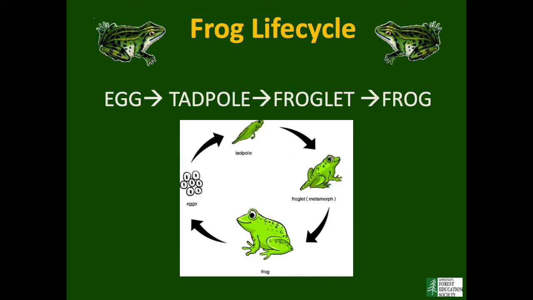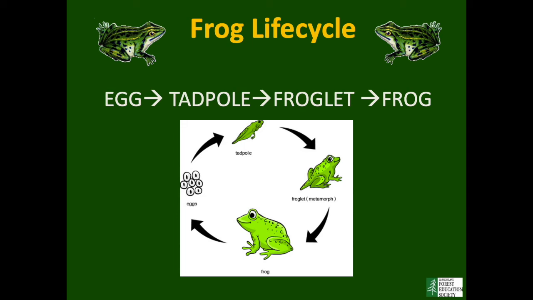So we've looked at the life cycles of different types of insects. Now let's look at some other types of animals. So what are the life stages of a frog? They are egg, tadpole, froglet, and then frog. So frogs lay their eggs in a clump on the water.